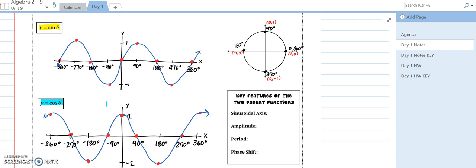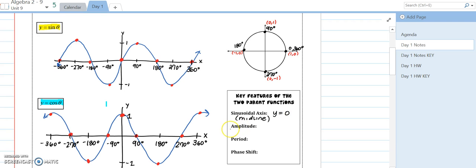So some key vocab: our sinusoidal axis is that halfway point of the graph. I often refer to it as the midline. It's the imaginary line that cuts the graph in half horizontally. So here, in both cases, my midline, what I keep coming back to from the highs and lows, is at y equals 0, my x-axis.